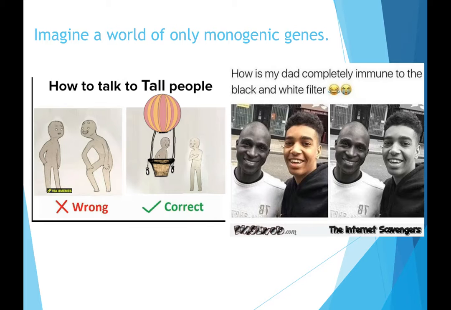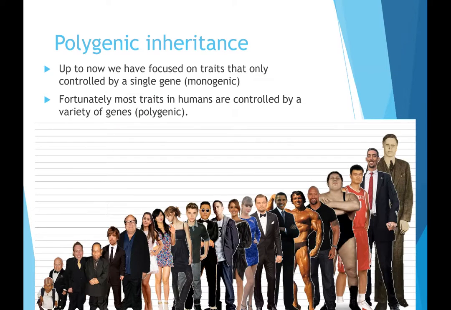So I want you to imagine a world of only monogenic genes. So a world where everyone is either very short or very tall or very dark or lighter. All right. It wouldn't be an interesting world, really, would it?